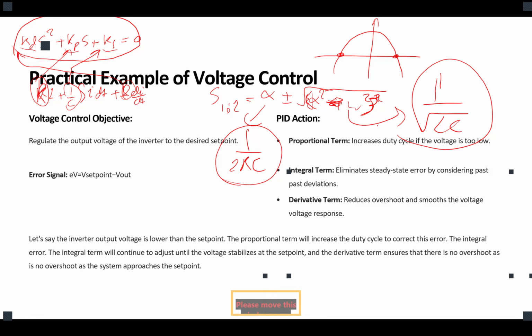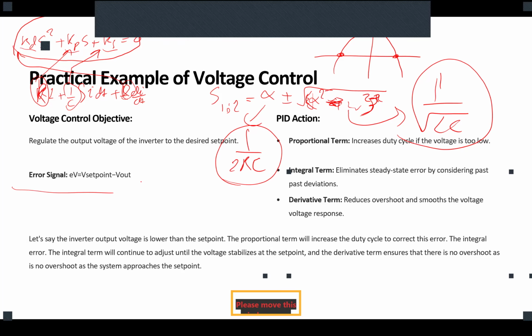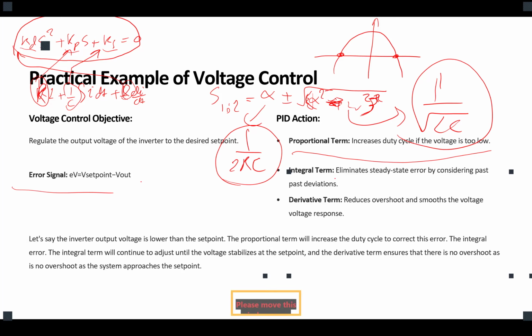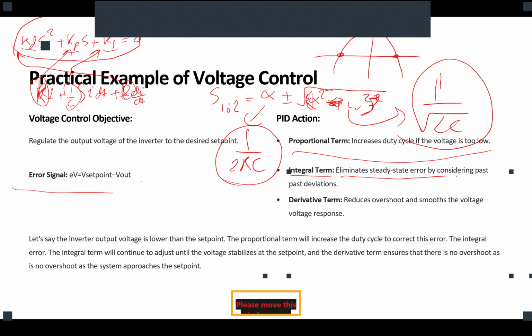No? Okay. Now, this is a practical example. I want to move a little bit faster. It's basically the same situation. For this example, we have the voltage control. We try to define the error signal. The proportional term, like in inverters, increases or decreases the duty cycle based on whether you want to add voltage or lower the voltage. The integral part tries to eliminate the steady state error.